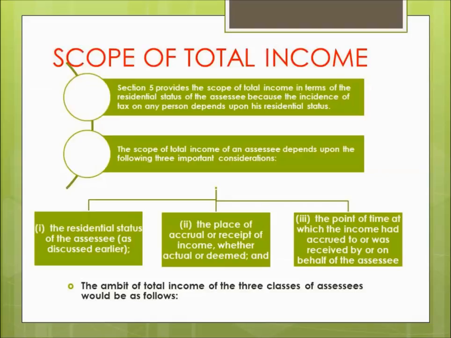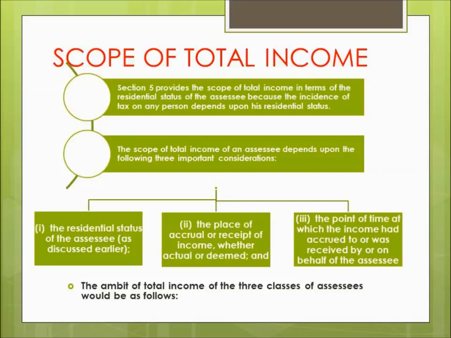And number three is the point of time at which the income had accrued to or was received by or on behalf of the assessee. So the point of time also plays an important role. At what point of time the income was received, or the income had accrued to the assessee or on behalf of the assessee to anyone else.